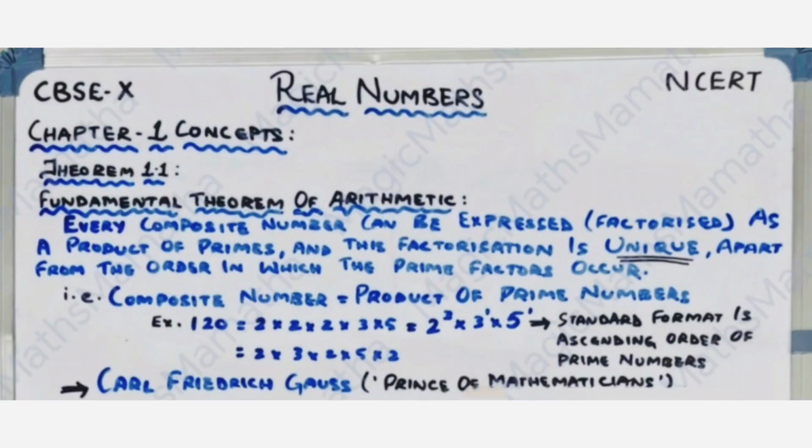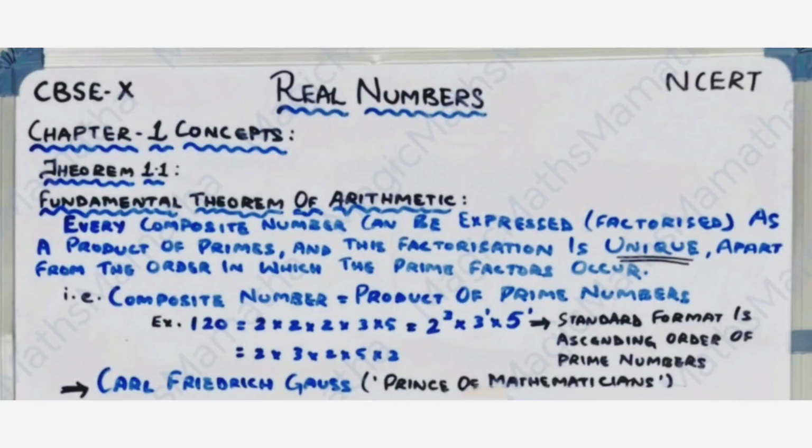In this, it clearly states that every composite number can be expressed or factorized as a product of primes, and the prime factorization is unique apart from the order in which the prime factors occur. This clearly shows that any composite number can be expressed as a product of prime numbers. For example, we have 120, which is a composite number.